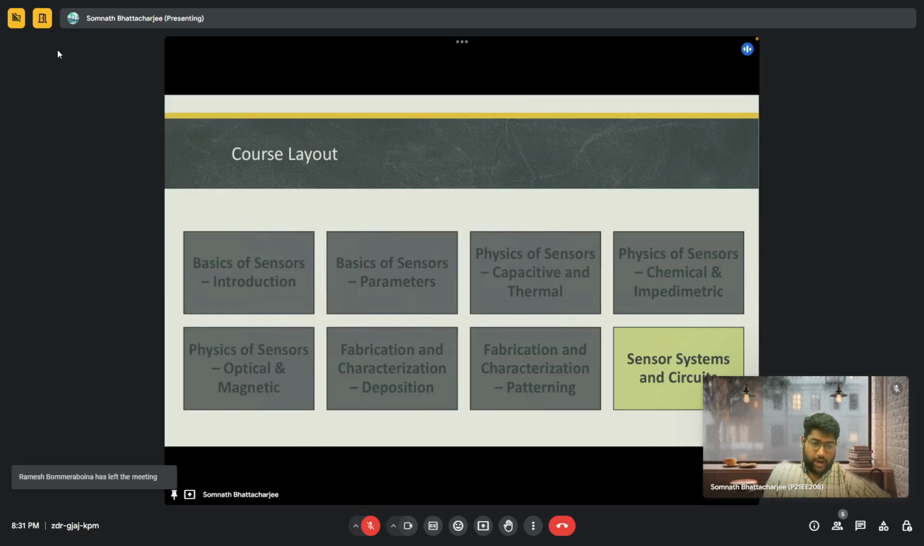If you have any questions you may ask, then I will move on to the last part, that is the sensor systems and circuits.